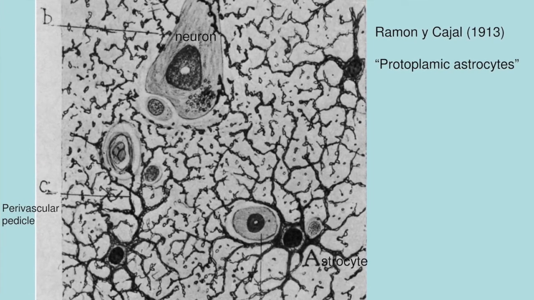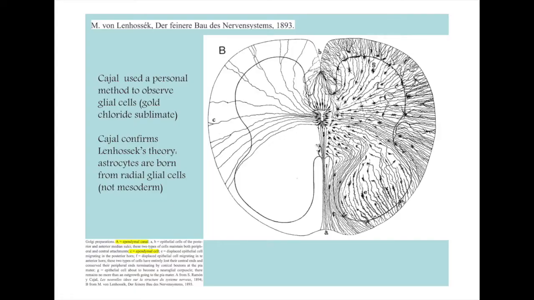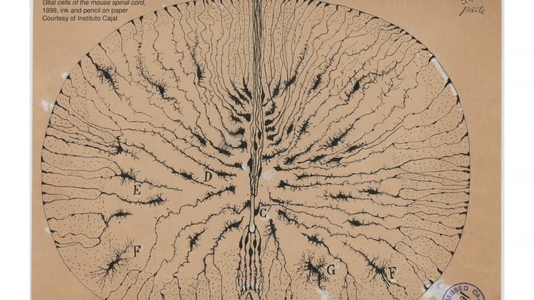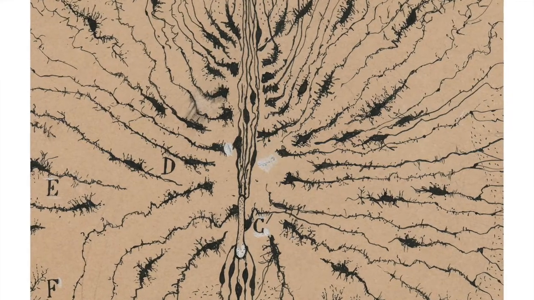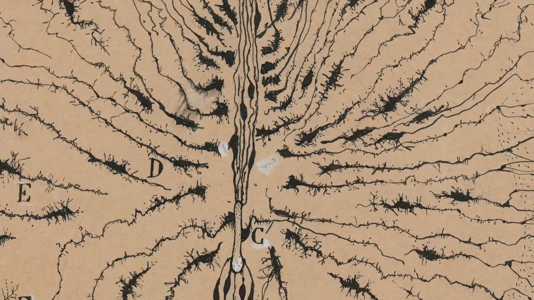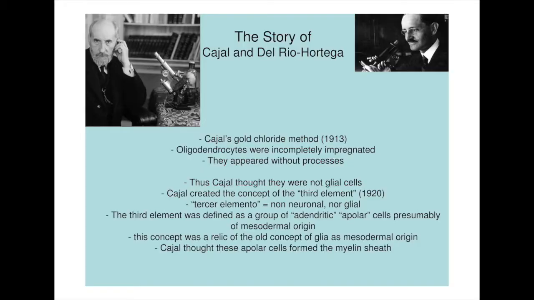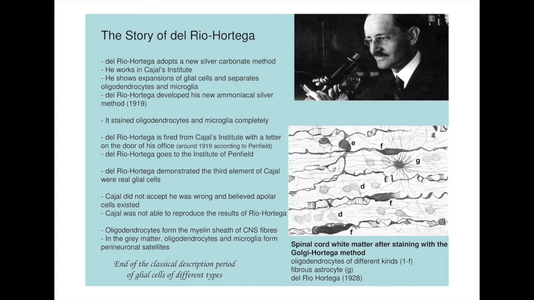His student, Del Rio Ortega, was fired from Cajal's institute because he found a dye showing that Cajal's third element was made up of glial cells with processes. Cajal failed to reproduce the technique of his student and his results, and was therefore convinced he was totally wrong. In fact, Del Rio Ortega had discovered the equivalent of the Schwann cells in the brain, that is, oligodendrocytes. He also found that these glial cells could be dissociated into two classes of cells, oligodendrocytes and microglia.